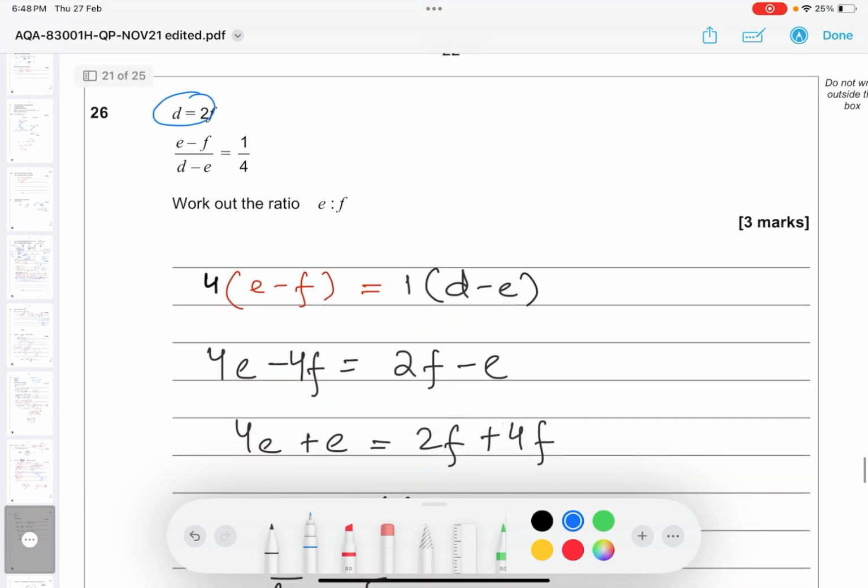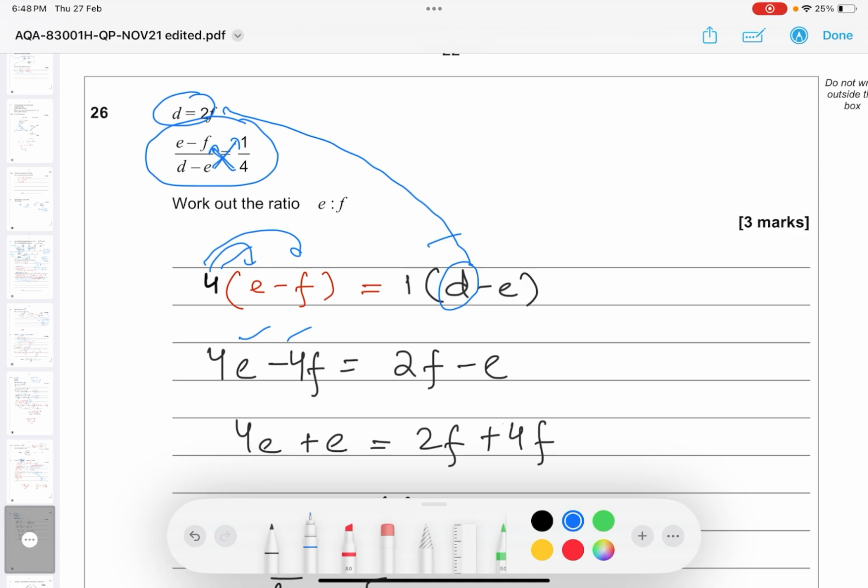d equals 2f. We have to work out the ratio of them. So first of all, cross multiply them. 4 will be multiplied by this, and this will be multiplied by this. Multiply 4 by both of them. It would be 4e minus 4f equals, replace the value of d as 2f. Substitute the value of d as 2f. Listen, it has been given to us. So 2f minus e.